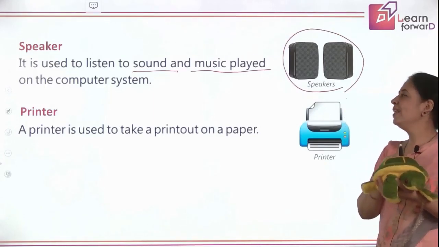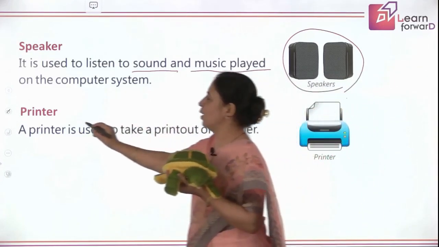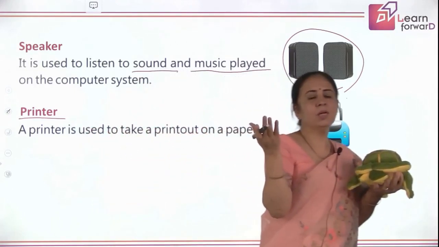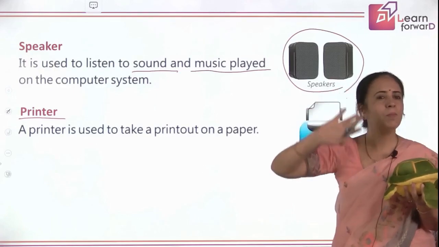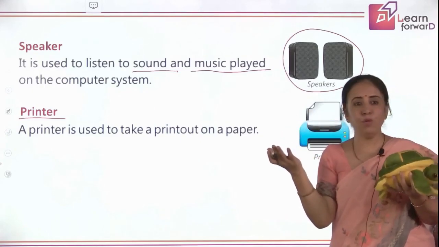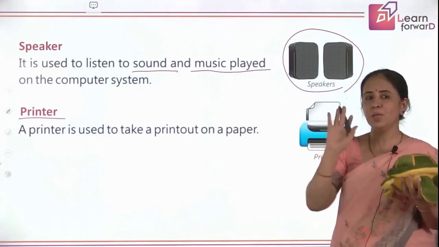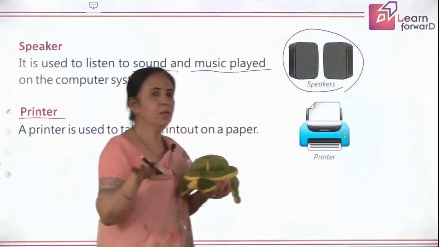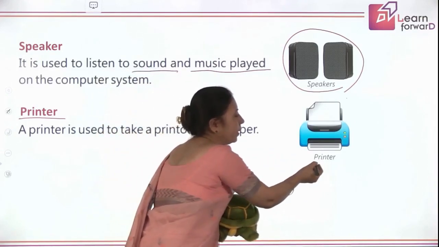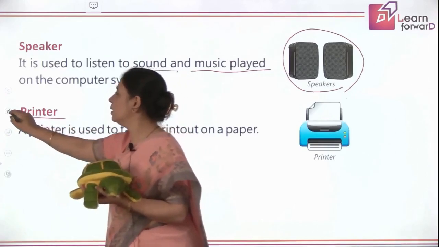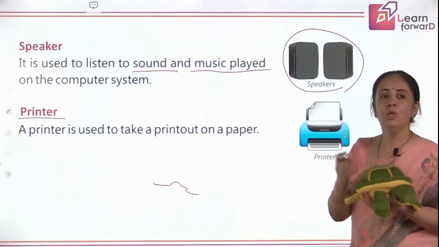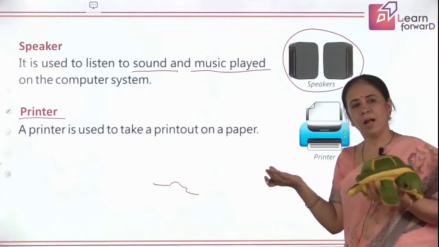Got it? Now, another main part of the computer is the printer. Children, every time you do work on the computer, the output is displayed on the monitor, on the screen. But sometimes you need to store it for your future use. For that, you need to get the hard copy, the printed copy, stored on paper. For that, we require a printer. So, we say the printer is another very important part of the computer, which helps you get the hard copy of the work that you do.